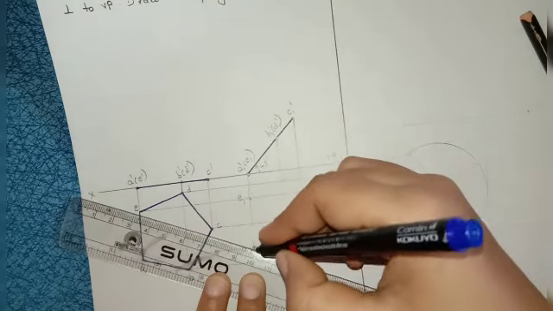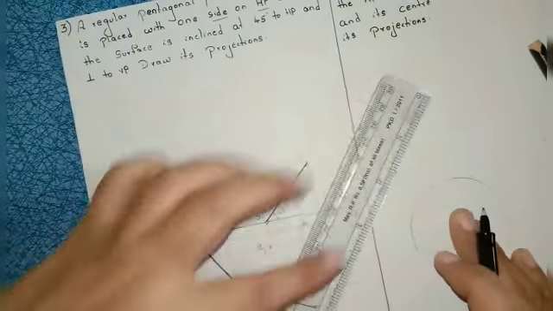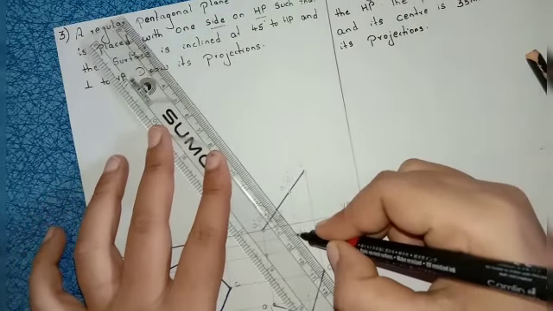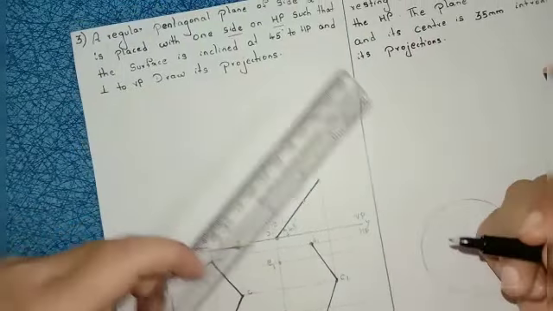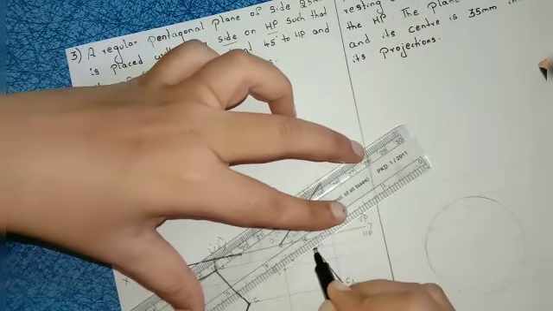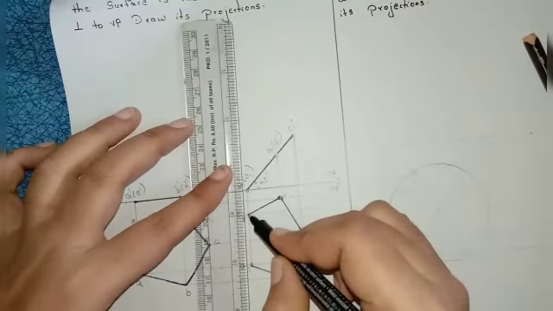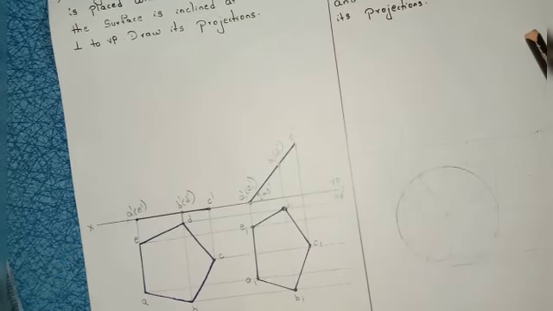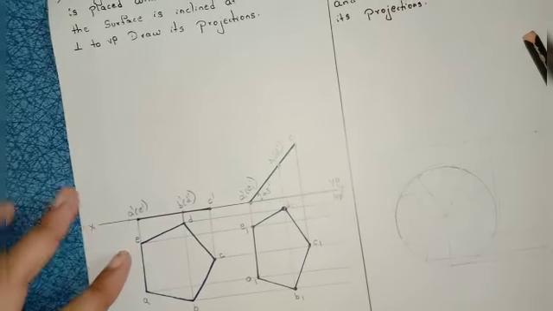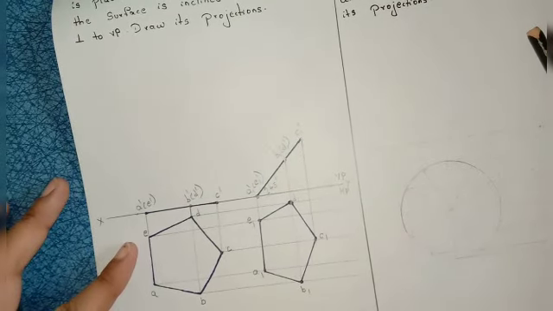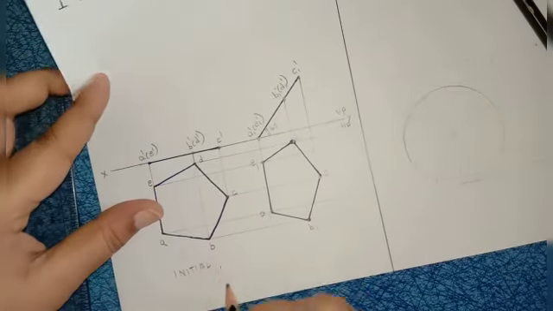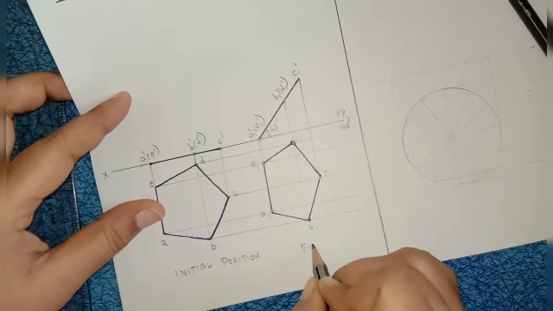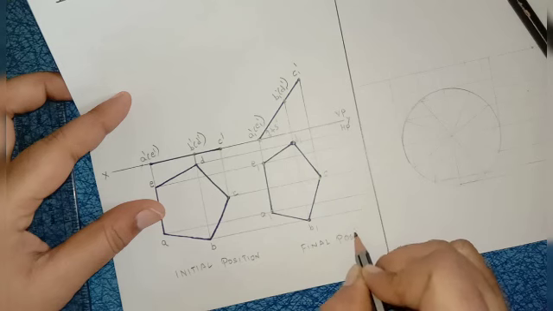After marking all these points, now join A1 to B1, B1 to C1, C1 to D1, D1 to E1, and E1 to A1. You will get the pentagon. After completion of your diagram, take a height of 5 mm and write down: this is your initial position and this is your final position.